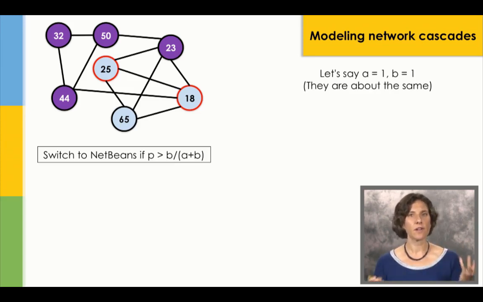So in that first generation, 65 makes a switch, but now the network looks a little bit different. And we can run this sweep again to see if there are any other nodes in this next generation that are going to switch, because now 23 is going to be influenced not only by 25 and 18, but also by 65, who is now using NetBeans. So let's take a look.